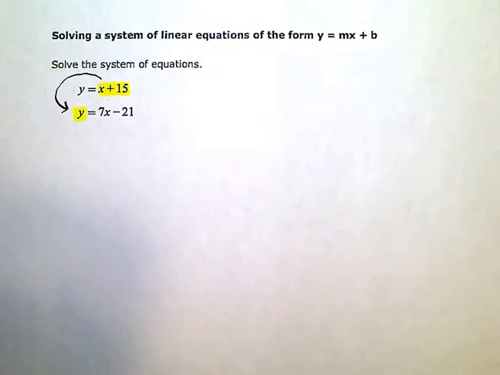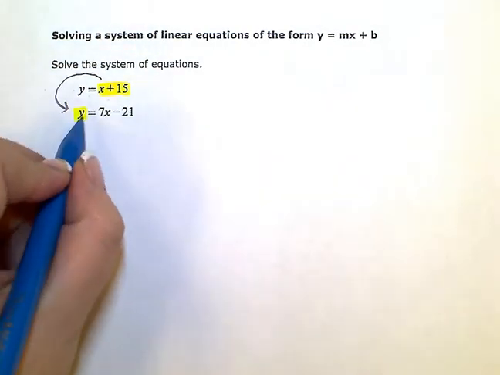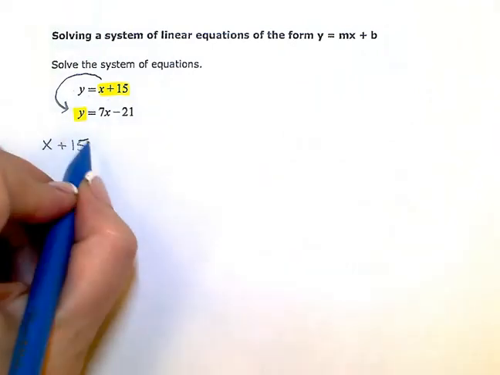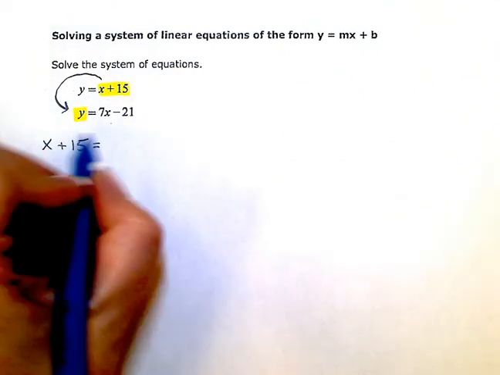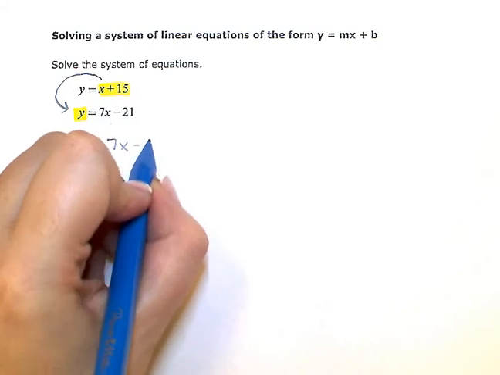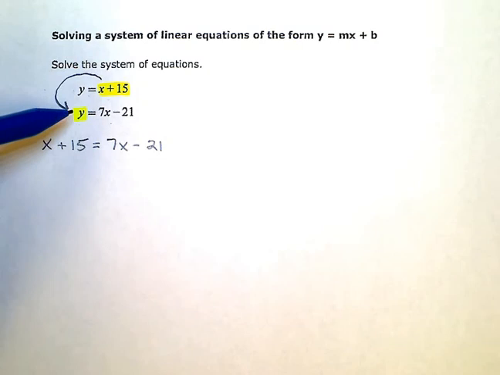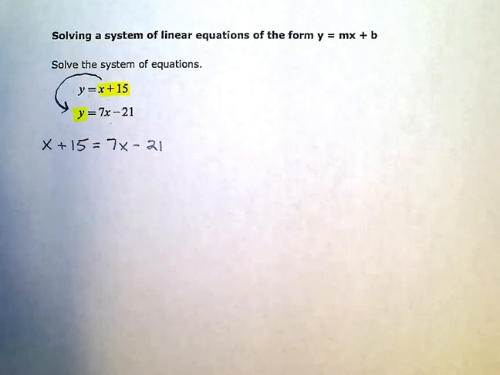So my new equation, instead of y, remember I'm substituting x plus 15, and then equals, and on the other side I'm going to have 7x minus 21. So what I've done is taken two equations that have two variables, x and y, and combined them into one equation that has just one variable, just an x. And then I just go ahead and solve this equation.